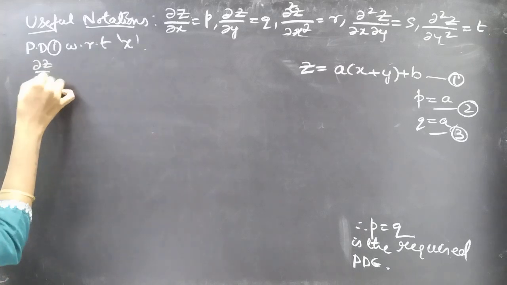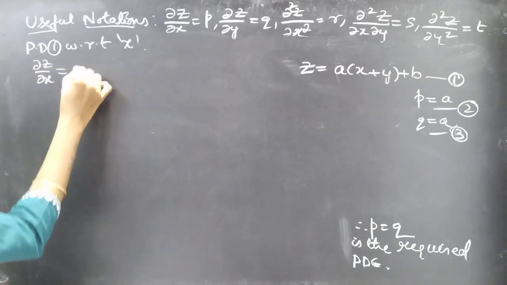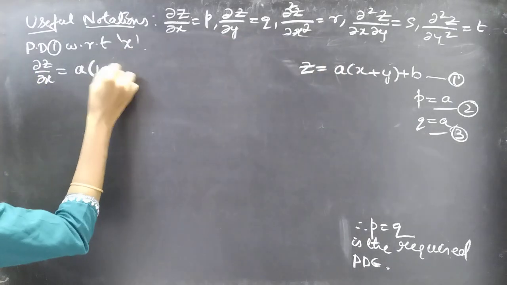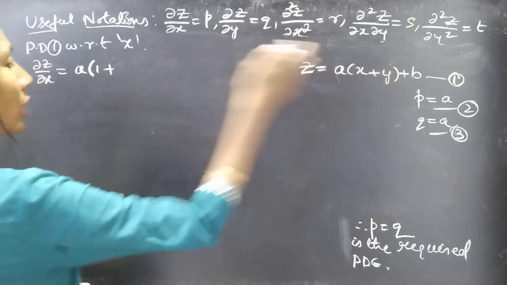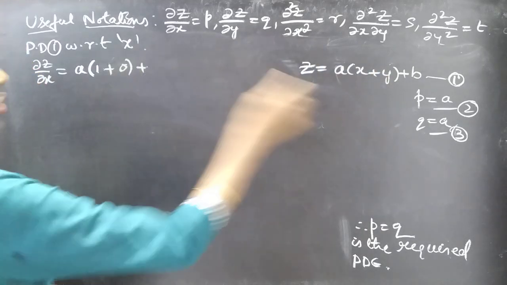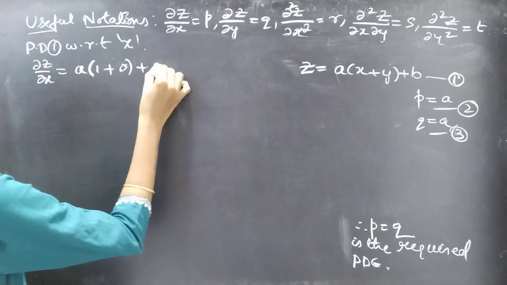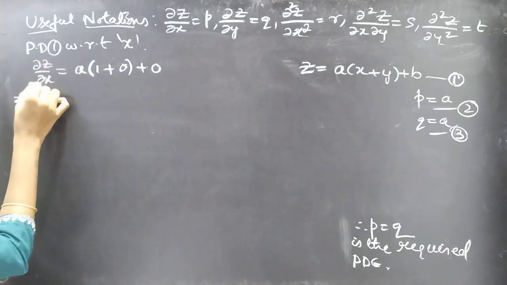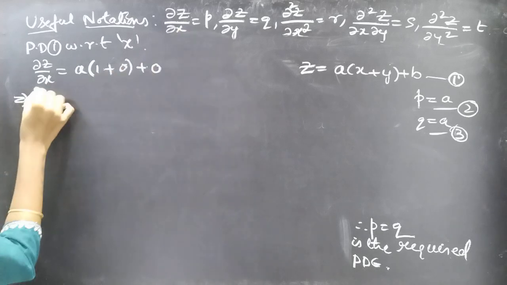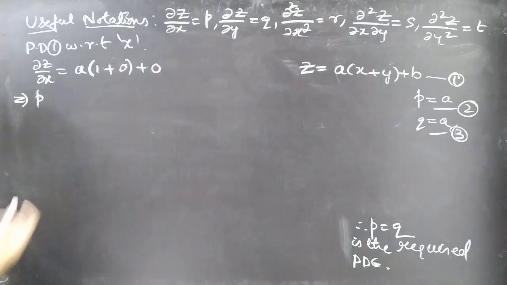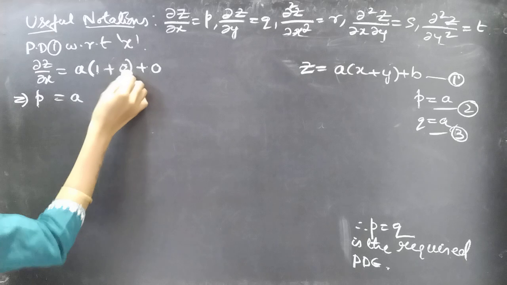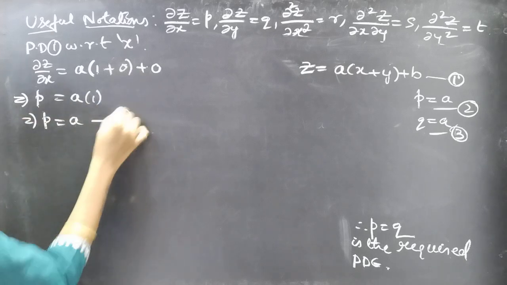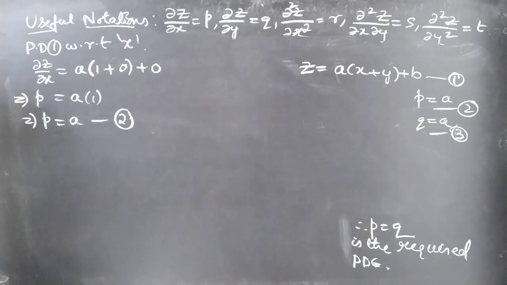dou z by dou x equal to a into the partial derivative of x with respect to x, which is 1, plus the partial derivative of y with respect to x, which is 0, plus the partial derivative of a constant b with respect to x, which is 0. Replacing dou z by dou x by the notation P, P equal to a times 1 plus 0, which is 1. From this we get P equal to a, which is considered as equation 2, right?